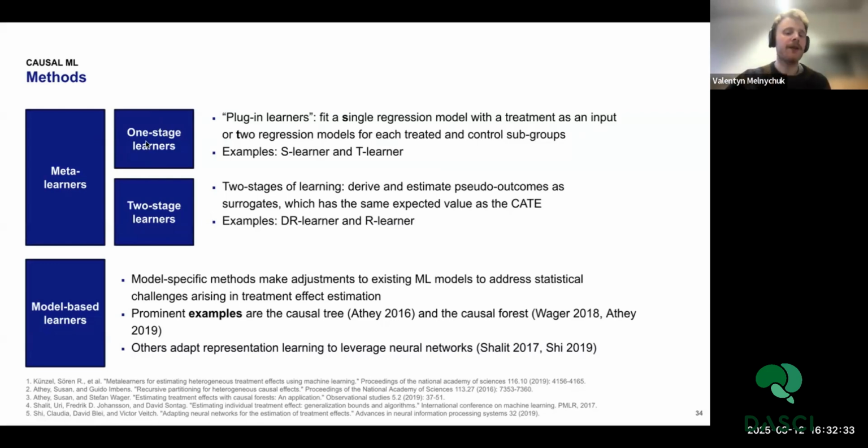So meta-learners again could be split into one-stage learners, when we just fit a single regression with the treatment as an input, or two regressions for treated and untreated. For example, we have the S and T learner. We can have two-stage learners. So, for example, we derive so-called pseudo outcomes, which serve as surrogates, and which in expectation have the same value as CATE or CAPOs. And then we regress the second-stage model on the pseudo outcome. And if we do such a split, we can also say that model-based learners are often also examples of one-stage learners.